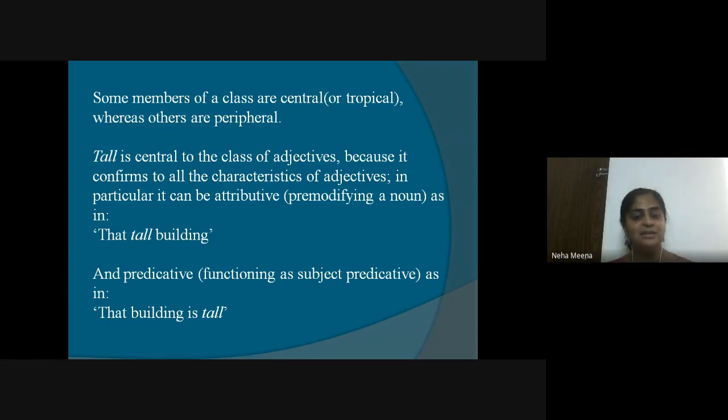Another example that I gave you: if a person is pointing towards a building, if two people are in conversation and they are seeing a building which is tall, and the person is saying that building is tall. So here, although the word tall is taking a different position in your sentence, it will always be of the same significance. It will be the same adjective that we talk about.